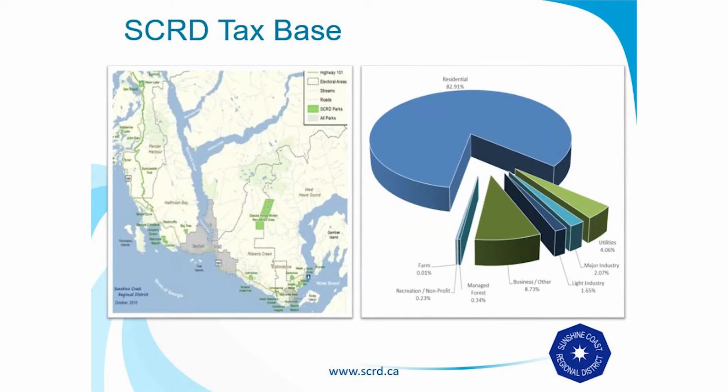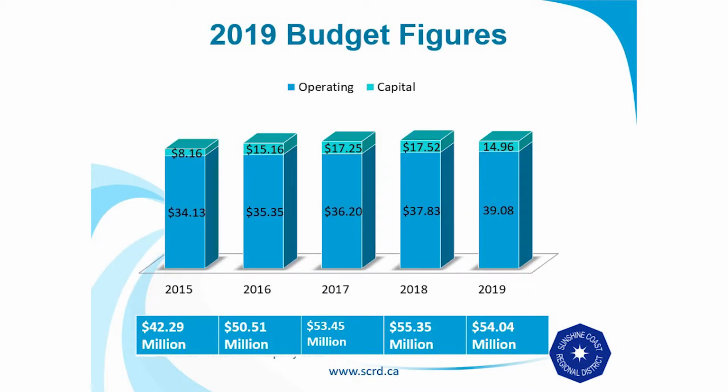The SCRD tax base is mostly residential, with over 82%. Therefore, we don't have a lot of industry or business, so a lot of the taxes are paid by residents. Now we'll discuss some of the preliminary budget figures for 2019.